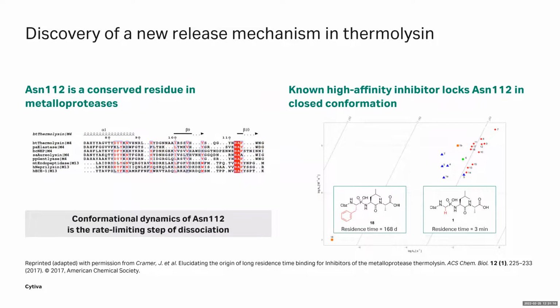So essentially, the conclusion drawn from combining the crystallography data with Biacore data was that this asparagine 112 is a rate limiting step for dissociation, that it wraps in and locks things in a pocket, and if you lock it in, then it can't dissociate, and that will effectively lead to inhibition of thermolysin.